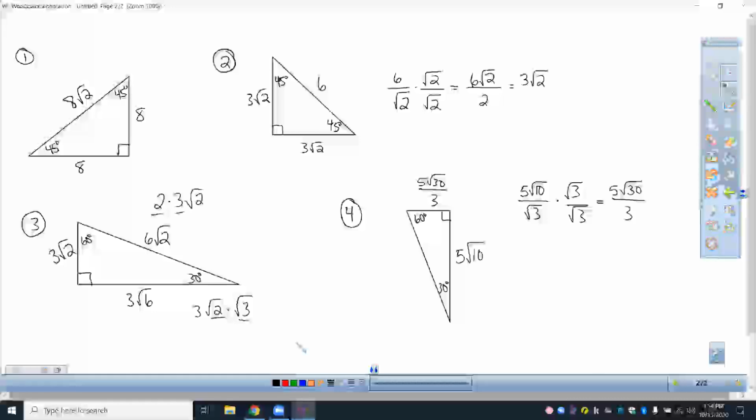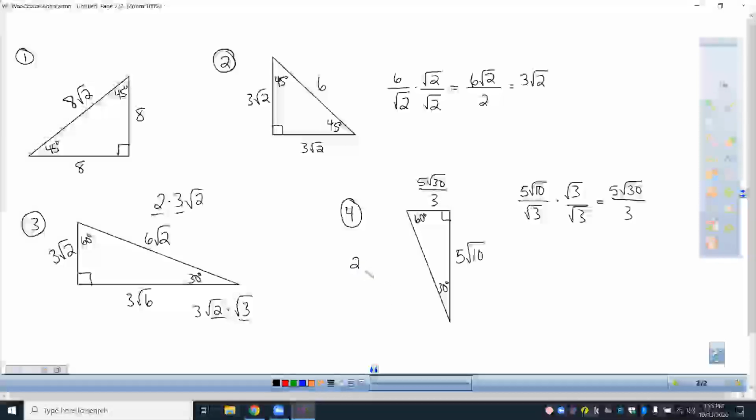And now I can go to the hypotenuse now that we have the short, and I could do that how? All right, so 2 times 5 square roots of 30 over 3. And you can think of this as 2 over 1. With fractions, we multiply straight across.